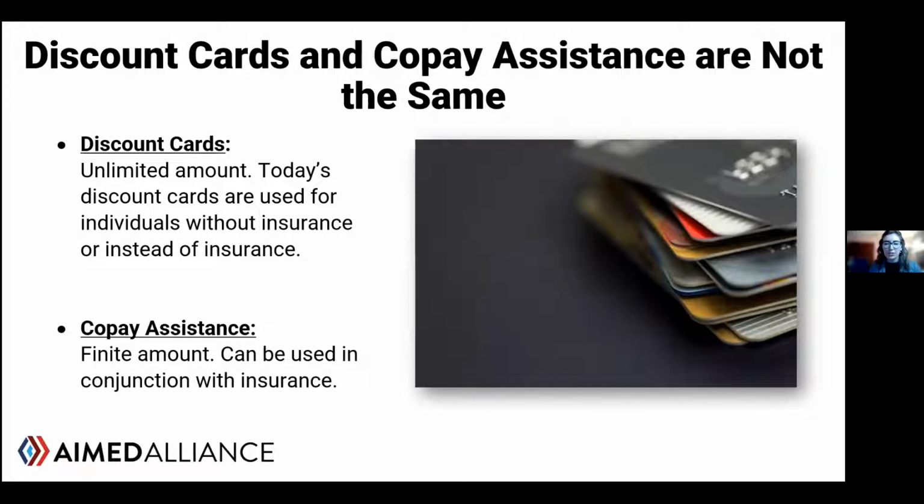Lastly, the IRS's 2004 notice and the interpretation that it should also apply to copay assistance conflates what discount cards are compared to copay assistance. So discount cards have an unlimited amount of discounts that can be used, and they're used at the pharmacy counter for individuals who don't have insurance or as an alternative to insurance. Compared to copay assistance, which has a limited amount and can be used in conjunction with insurance. So these really are two different things, and we don't want to have discount cards and copay assistance be conflated into one thing when they're not. Next slide, please.